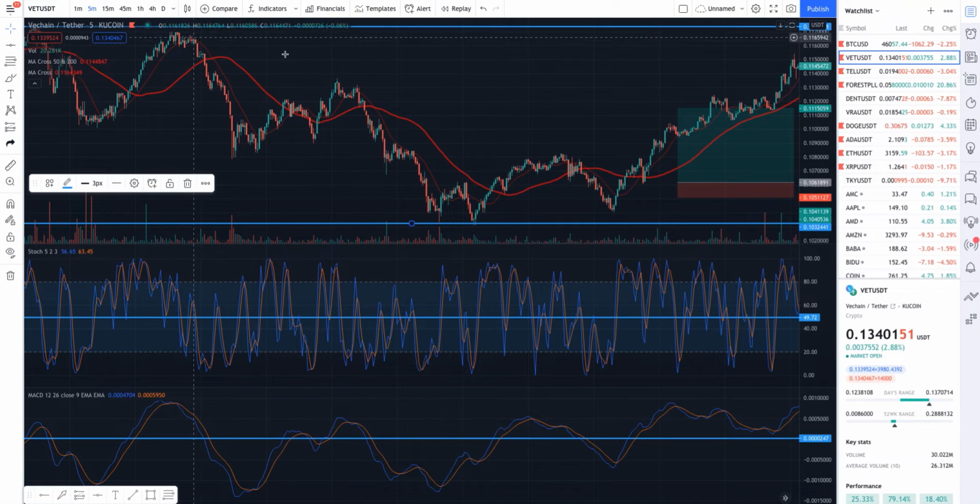Okay, so I draw my resistance and support zone. This is also what I like to call the demand zone, because this is where you're going to have a lot of buying entry. All right. So what I look for are 3 pieces of unequivocal evidence that this price is going to go on the upside. So here are the 3 things. 1, I look for the price to go as close to the demand zone as possible, aka support.